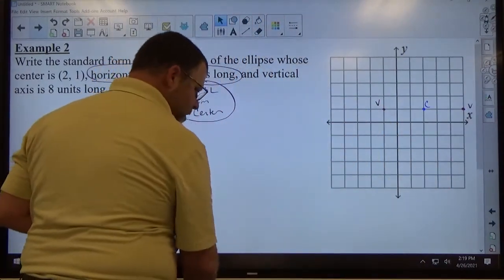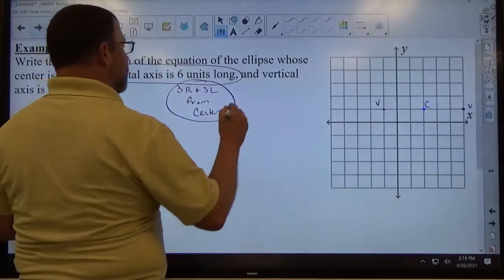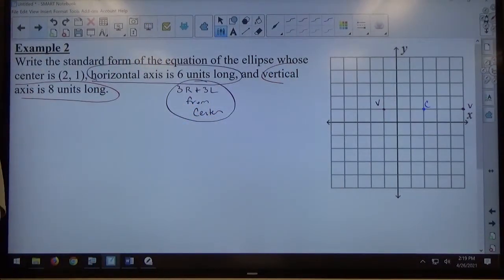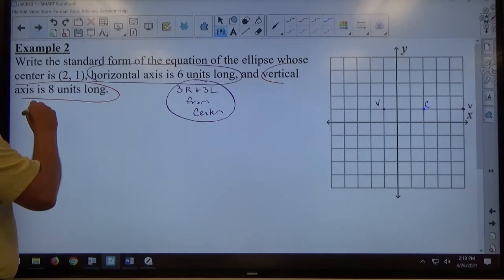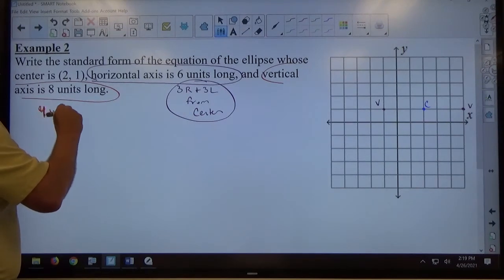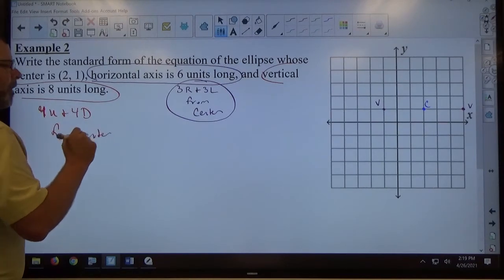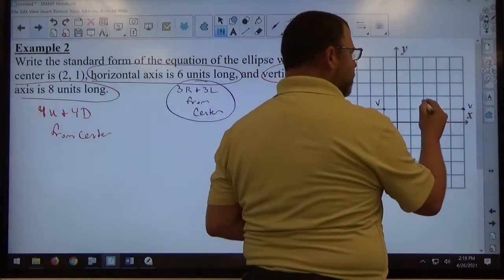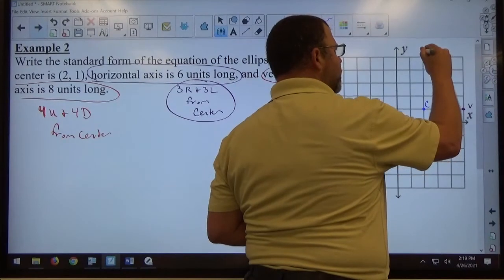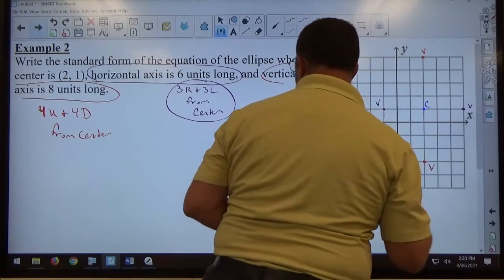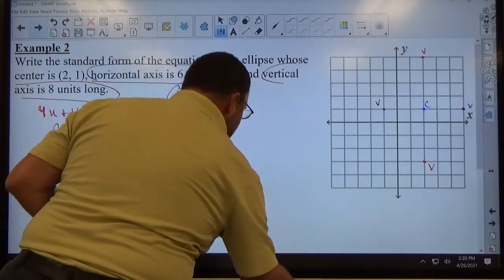Moving right along, it says the vertical axis is 8 units long. The vertical axis is up and down from the center. It's 8 spaces apart. So how far from the center? 4 up and 4 down from center. So here's my center. 1, 2, 3, 4 up, there's a vertex. 1, 2, 3, 4 down, there's a vertex. I'm writing the equation of the ellipse in standard form.